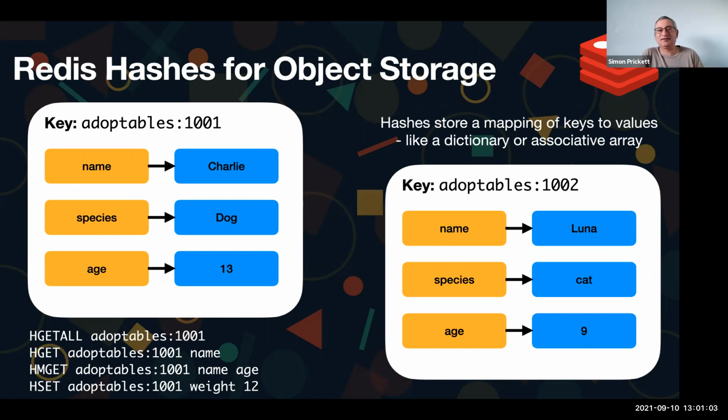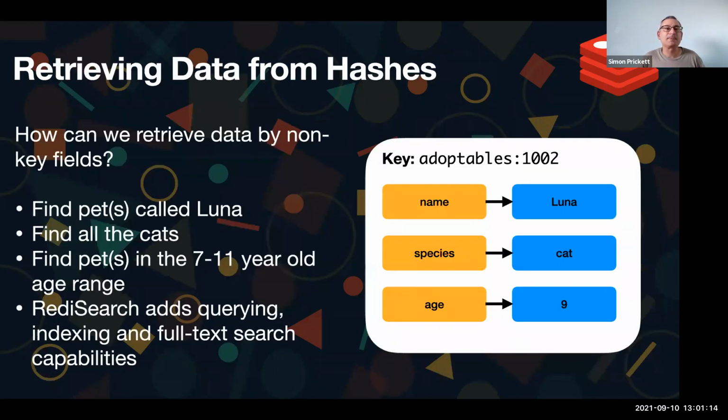So if I built a website that said, here's all the animals we've got, 1001, 1002, 1003, and then you had to drill down to get the details, that wouldn't make sense. So you can't retrieve data by non-key fields normally in a key value data store. So things like this should be impossible. So we shouldn't be able to find all the pets called Luna without building some other data structure that has Luna as a key and then points at this hash or something like that.